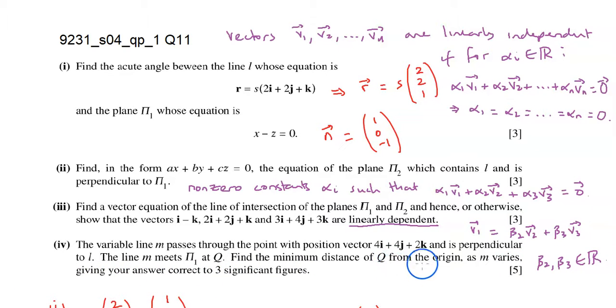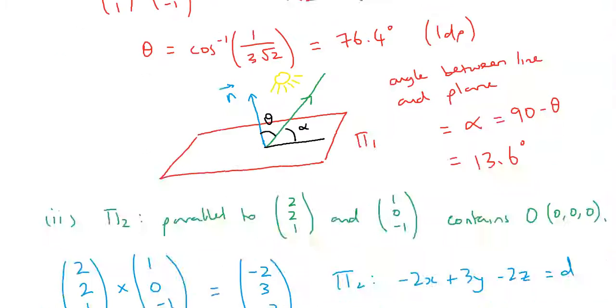So for this one, I guess you have to do a little bit of visualization here. So we got this variable line M. Variable means it can be any line which meets the conditions of going through the point (4, 4, 2) and being perpendicular to the line L. We can also make the observation that the line L itself also goes through the point (4, 4, 2) when s is equal to 2 there.